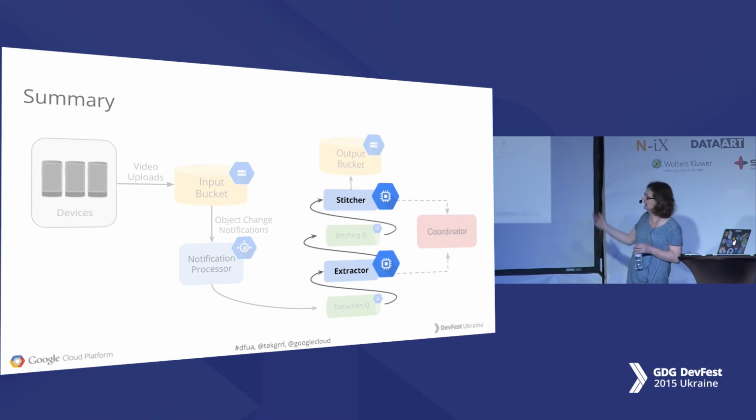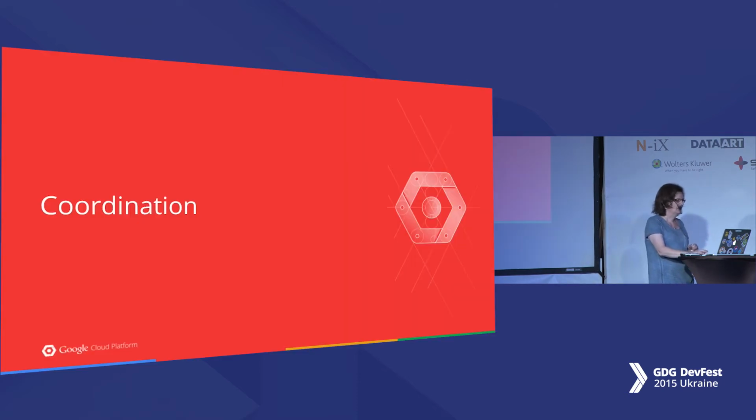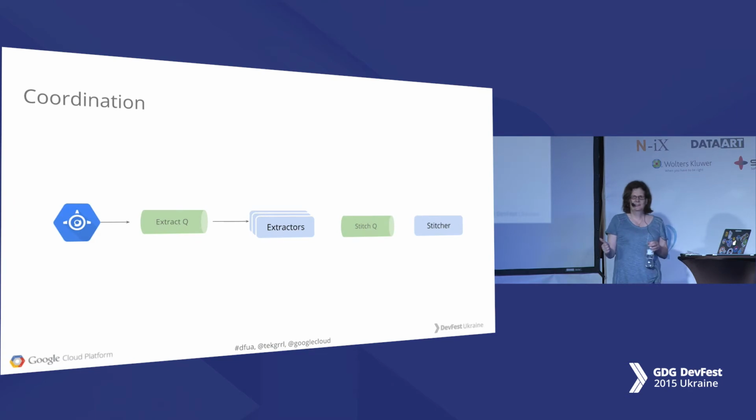We have the stitcher and the extractor. They do all of the compute work. The extractor will extract the frames from the videos, and the stitcher will stitch the frames together to create the final image. The one thing about that, though, is that because it's all asynchronous, we need to have something to coordinate the whole system together. How do we know when all of the videos have been processed, all of the frames extracted, when the final image has been stitched together?